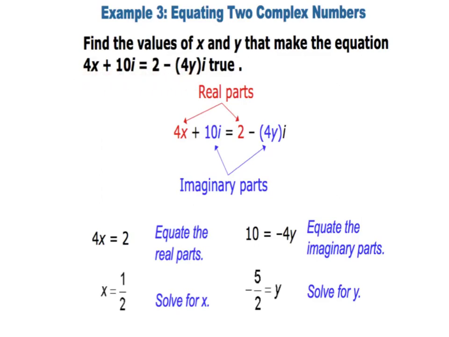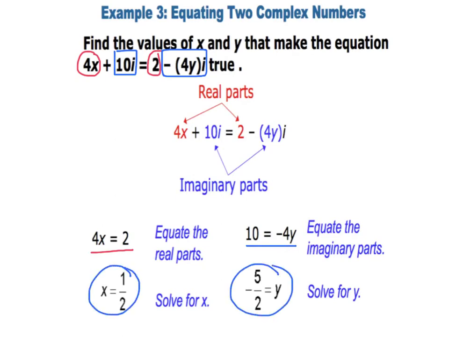Now, you know that if they are equal, that means these two parts are going to be equal. So you can simply set 4x equal to 2. And likewise, you can set the imaginary parts, and make sure you get the negative in there, equal to 0 as well. Now, you don't need to put the i there, okay? And that's what I did right here. And then we can just solve in both cases, and I find that x equals 1/2, and y equals negative 5/2.